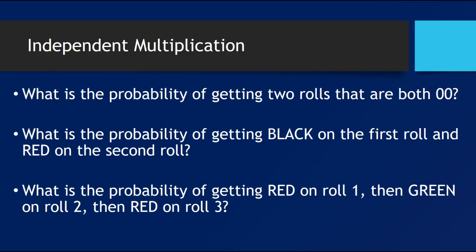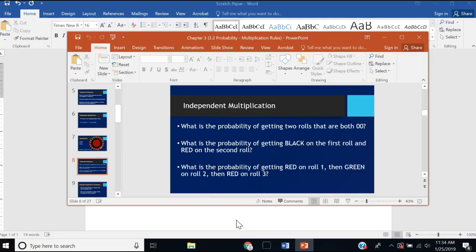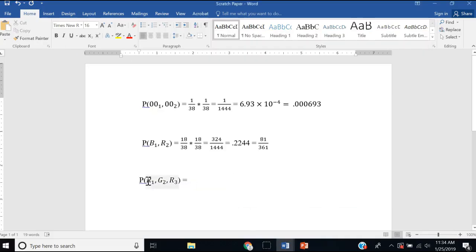So now we have 3 rolls, but you can imagine that the same principle holds true on 3 rolls as it did on 2. So you've already calculated this, hopefully. I'm going to go right into the calculation. So probability of red, green, red.